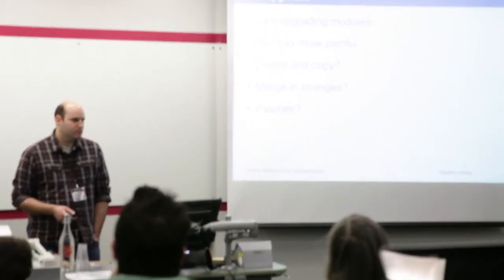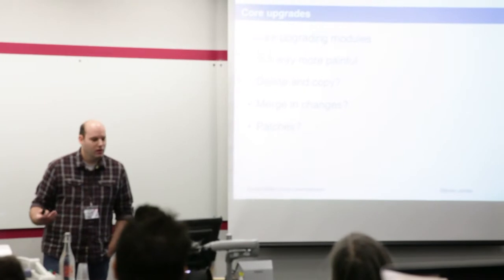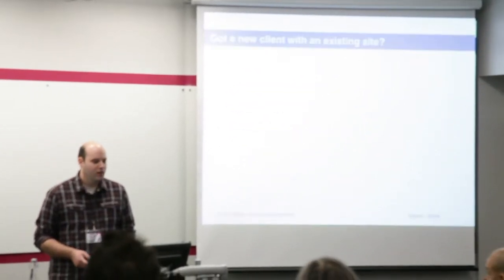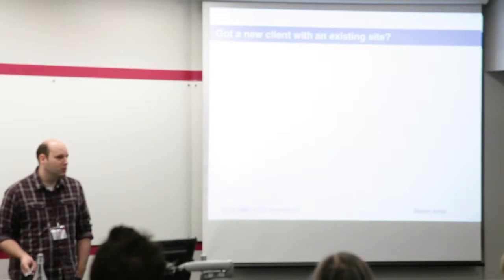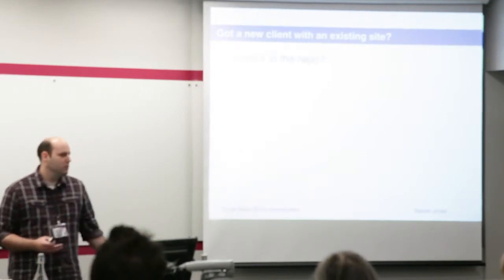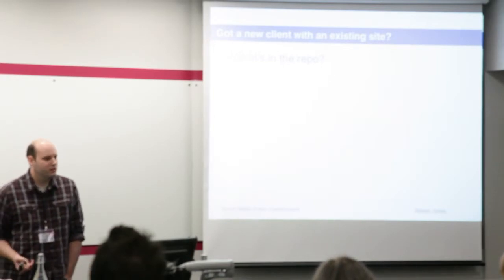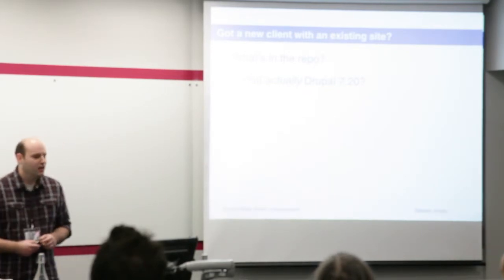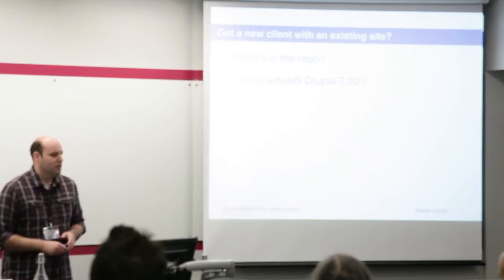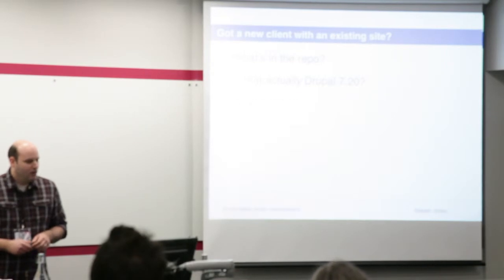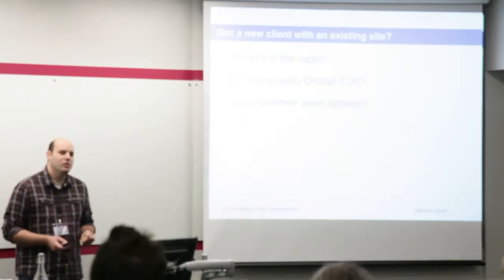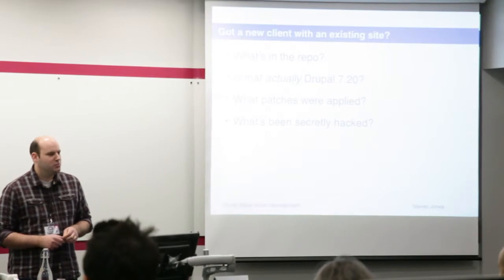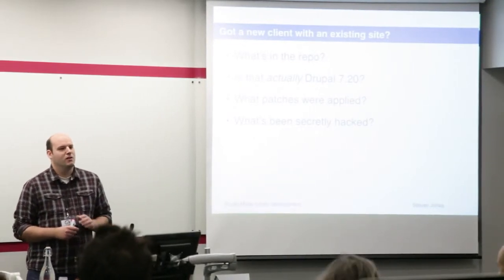And what about patches to Drupal core? If you apply patches and fixes, you need to keep a record of those. Or what if you've picked up a new client with an existing site? There's one of these big giant repos that has all of the code. What's in that repo? Is it actually Drupal 7.20, or have they just changed the version to say Drupal 7.20? Have they upgraded some of the modules and not other modules? Good question. What patches were applied? Did they bother to write down what patches were applied, or did they just start hacking it? Someone changed some module somewhere and told no one.